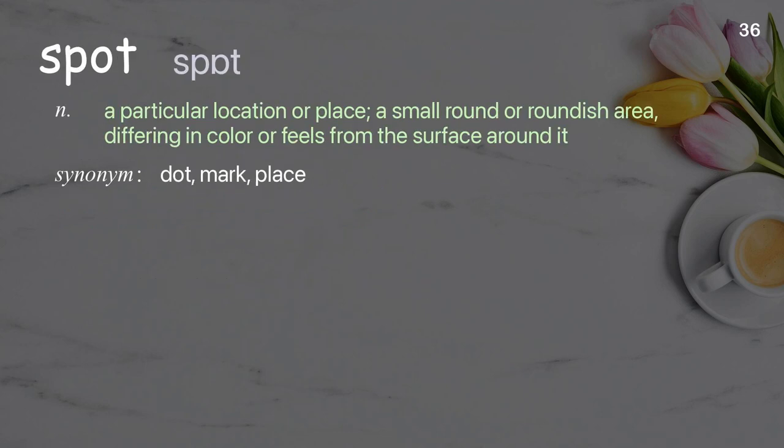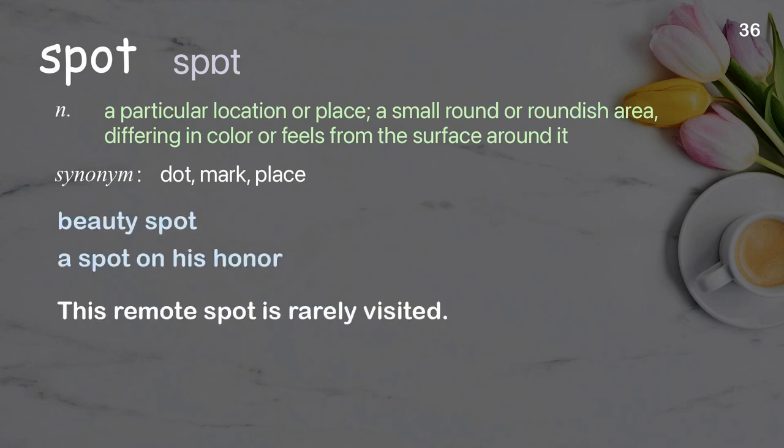Spot: a particular location or place, a small round or roundish area, differing in color or feel from the surface around it. Examples: beauty spot, a spot on his honor. This remote spot is rarely visited.